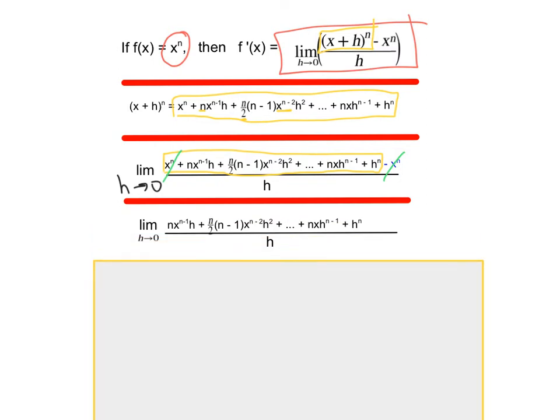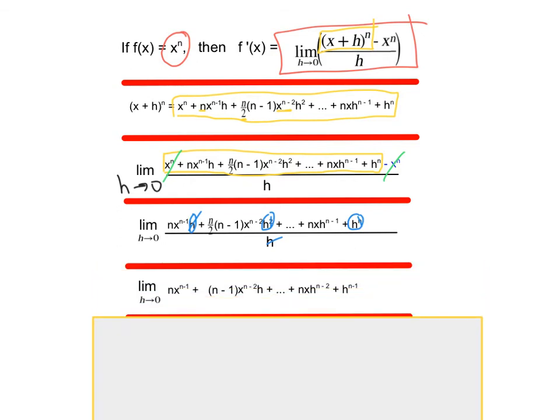And then notice there's an h in every single term. So every term we have an h, we have an h, we have an h. So all the h's then get divided out. That h cancels that h out. This one becomes h to the first, and that one becomes h to the n minus 1.